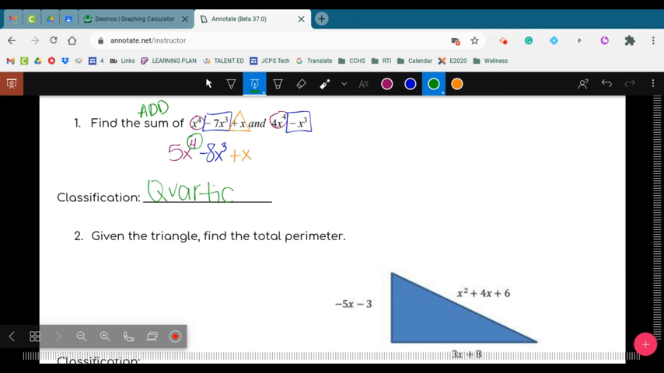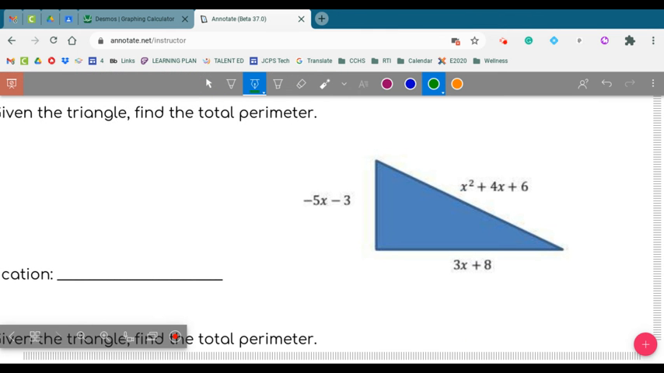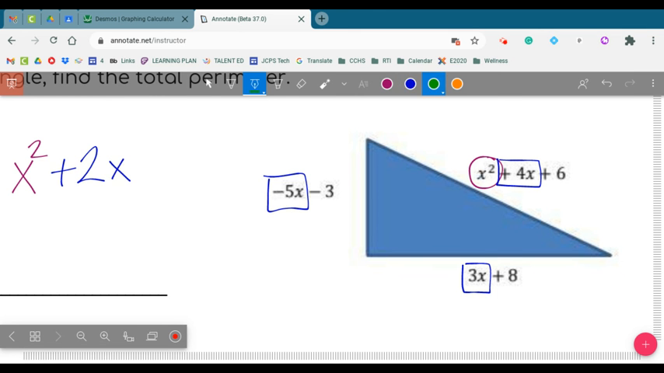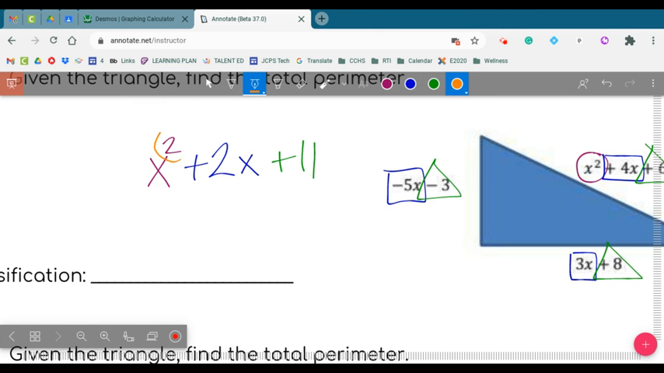Okay, next it says, given the triangle, find the perimeter. So to find the perimeter, we're going to add all our sides together. So we have to find our like terms. We always want to try to start with the biggest exponent. So we have 5x, 3x, and x squared. So x squared is our biggest exponent. There's nothing I can combine with it, so we just write it again. Then we have our x's. So we have negative 5x, 3x, and a positive 4x. This is going to give me a positive 2x. And then we have negative 3, positive 8, and a positive 6, and this is going to give me a positive 11. And then classification, biggest exponent is 2, so it is quadratic.